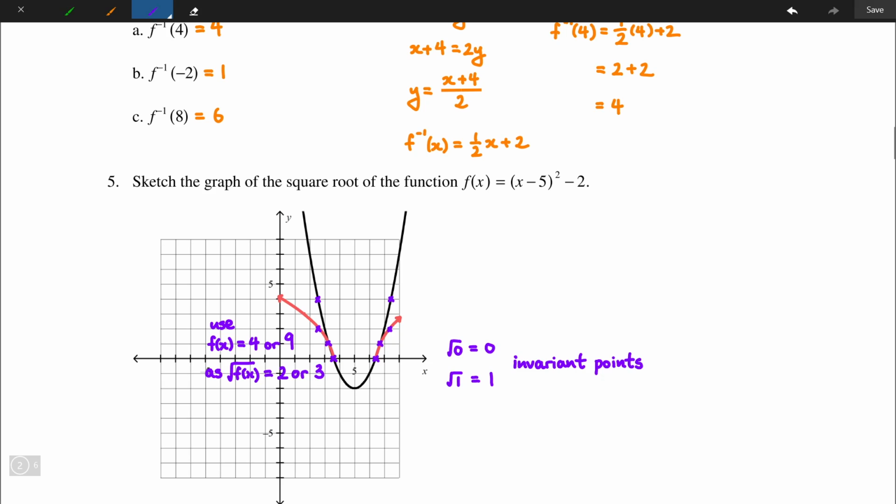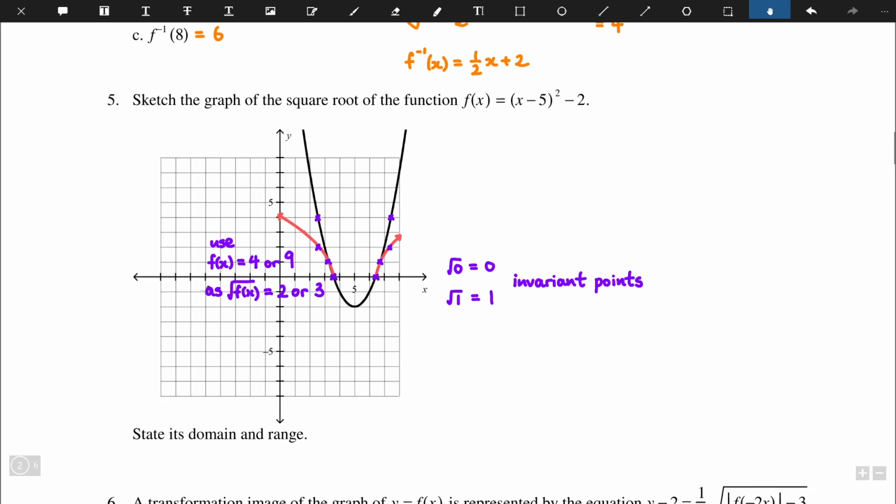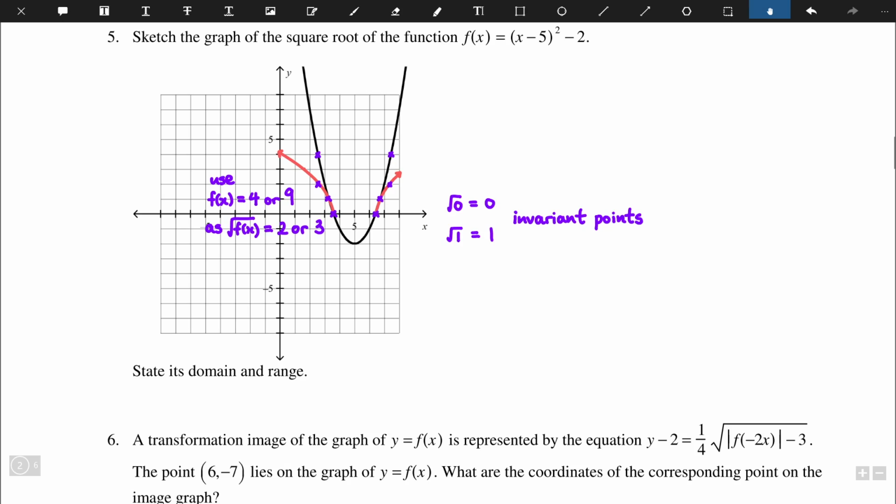So let's move on to question number 6. Oh, actually, there's still the domain and range, right? Sorry about that. So the domain and range. For this particular question, we can actually find the domain and range with a little bit more accuracy. So consider the following. We know that f of x is equal to (x minus 5) squared minus 2. So if we let f of x equal to 0, we can find the coordinates of the x-intercepts.